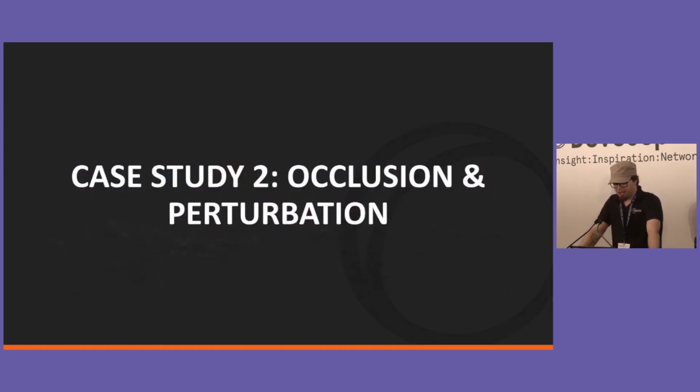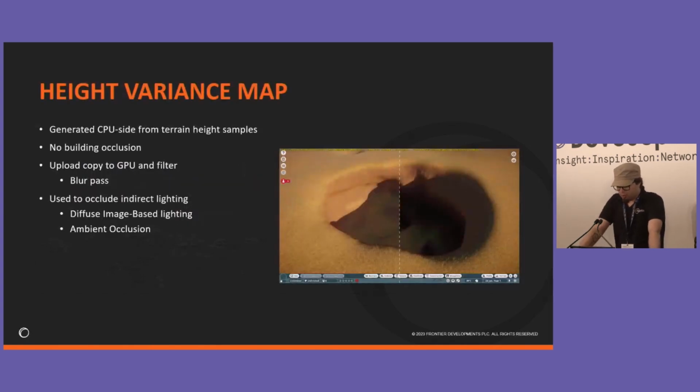Now, let's move on to our second case study, which is occlusion and perturbation. So one of our first occlusion techniques that we use is a height variance map. Again, variance maps, I'm not going to explain it again, depth squared. It's the same idea as with the shadowing techniques. However, this time, instead of trying to get an idea of the occlusion from the directional light, we try to get an idea of the occlusion of the terrain. Why do we use a variance map for this? It allows us to use a lower resolution map and again, get a chance of occlusion as opposed to just a simple single binary comparison.